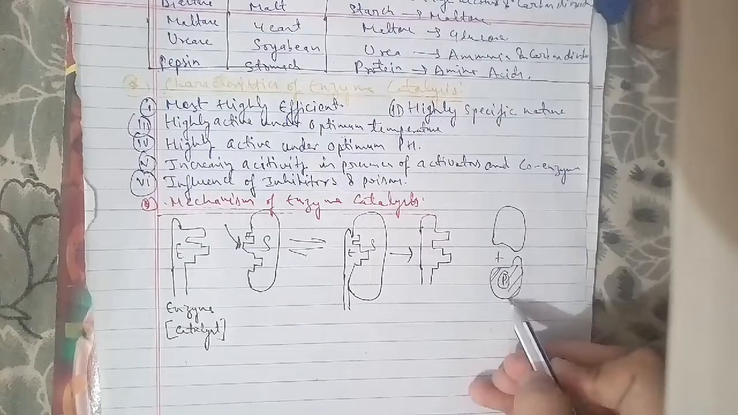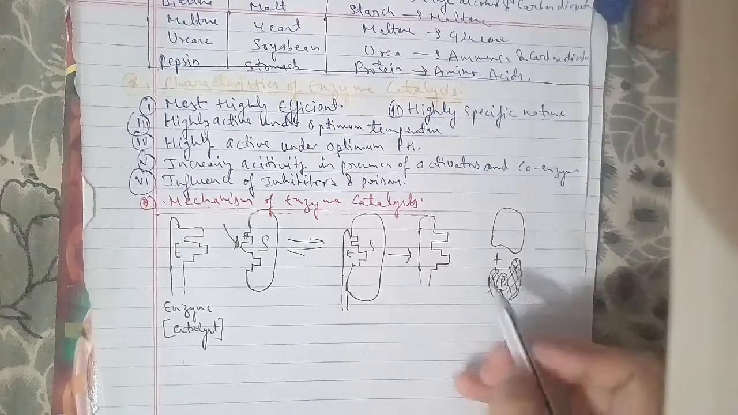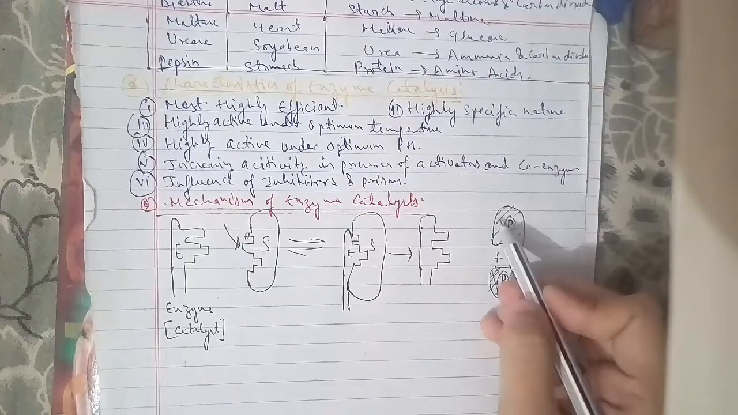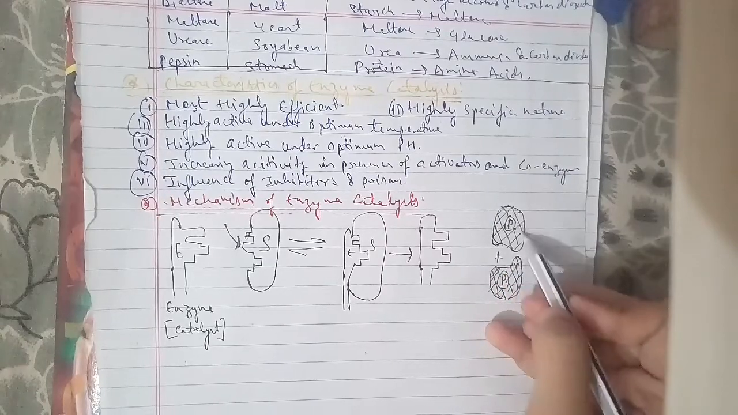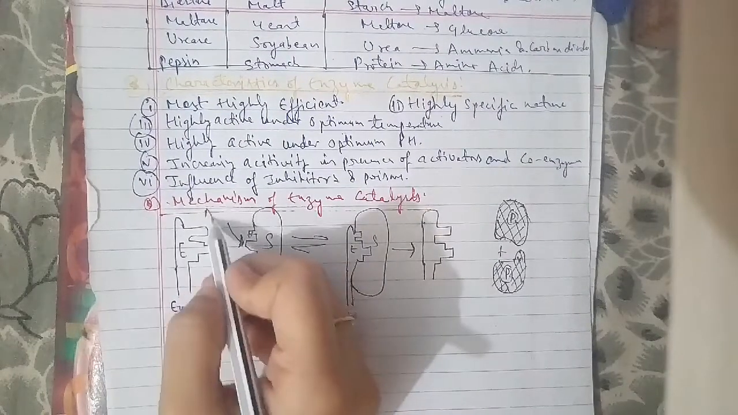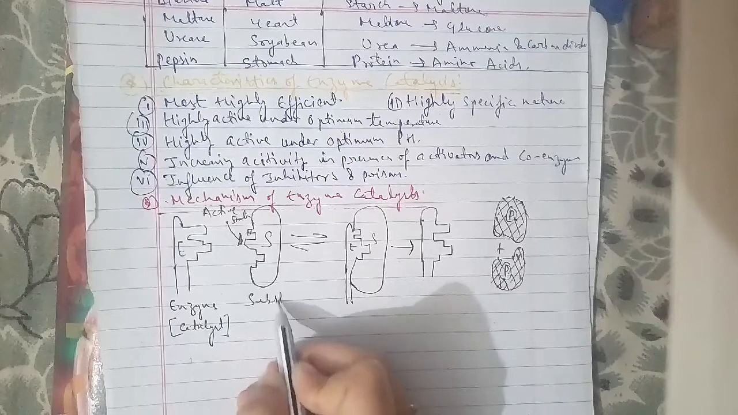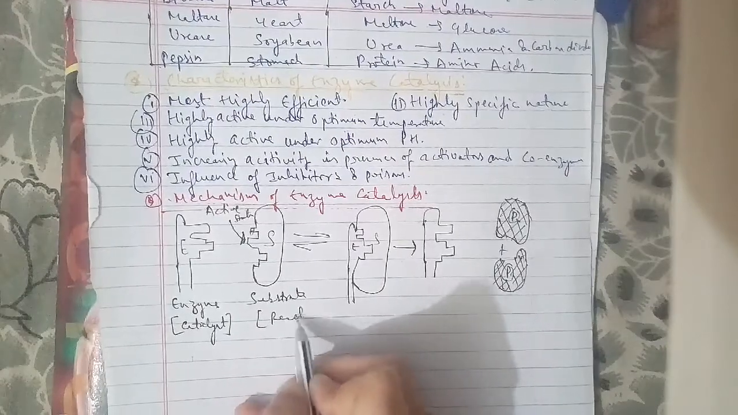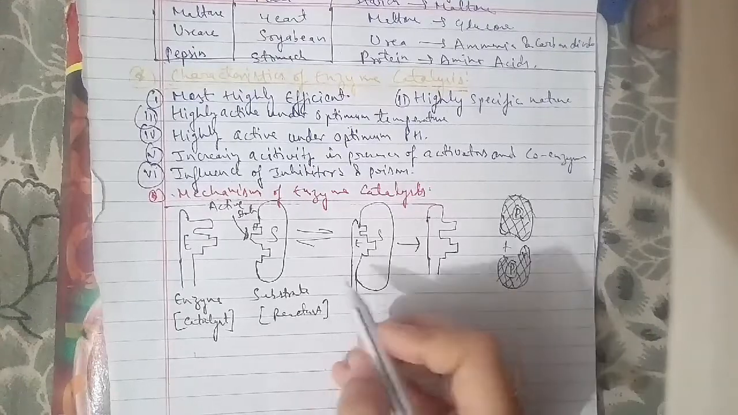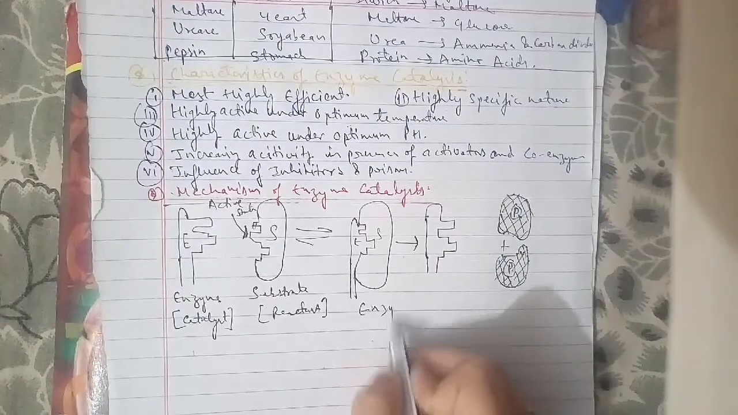So this represents the mechanism of the enzyme catalyst reaction, and we can also represent it by the equations: E plus S gives E–S, and then E plus P. For step 1, that is binding of the enzyme to the substrate to form the activated complex: E plus S gives ES. And for step 2, ES gives E plus P.